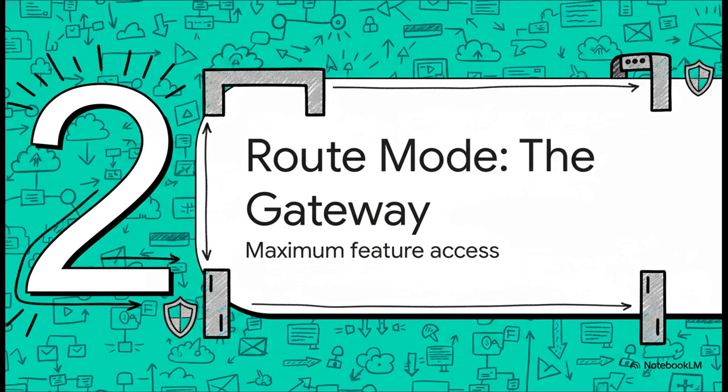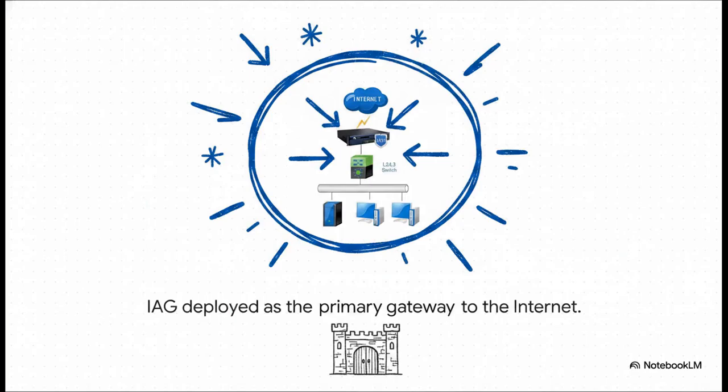Moving on to Section 2, route mode, or the gateway, where we look at maximum feature access. As you'll see, this setup brilliantly illustrates the front gate approach. The Sangfor IAG literally and physically replaces your existing router or firewall. Because it's positioned directly between your internal switches and the broader internet, it basically becomes the ultimate traffic cop for every single packet entering and leaving your organization.